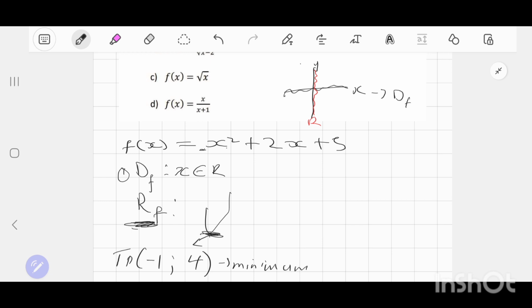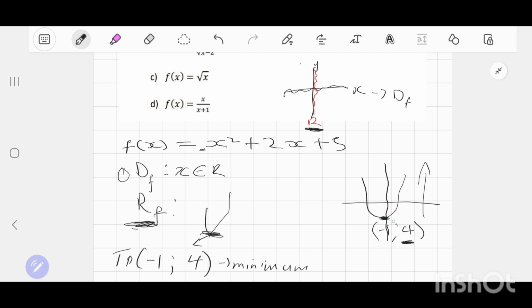Since I know that this turning point is our minimum, our graph exists from this turning point, negative 1 and 4, and then moves up. From the y perspective, because the range deals with the range y, meaning your lowest point of the graph on the y-axis, it's going to be here.